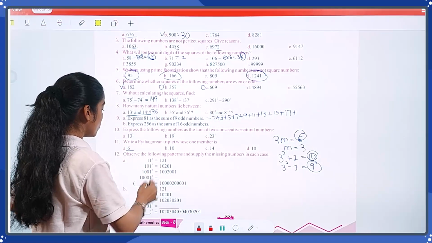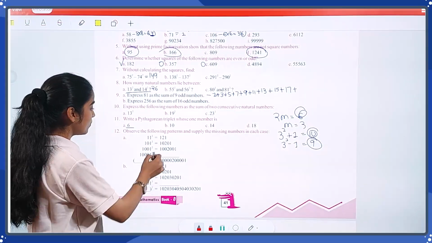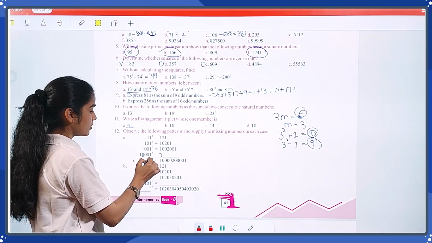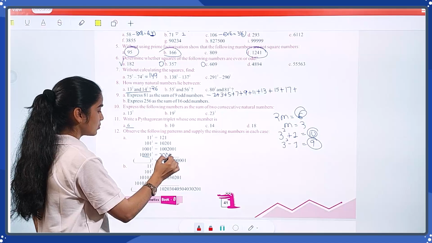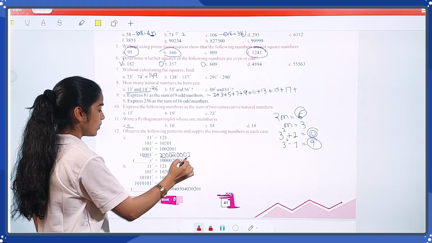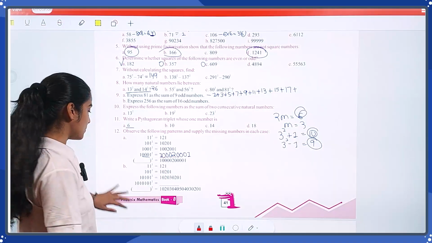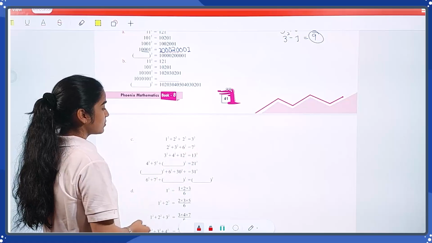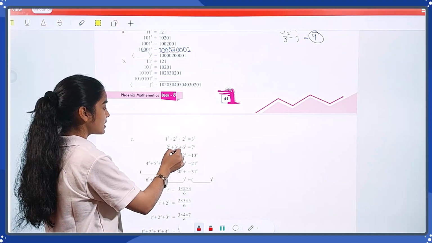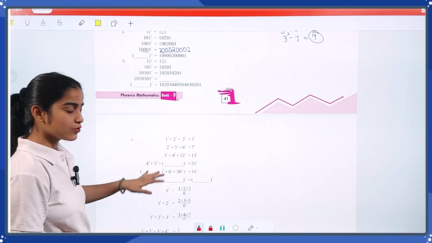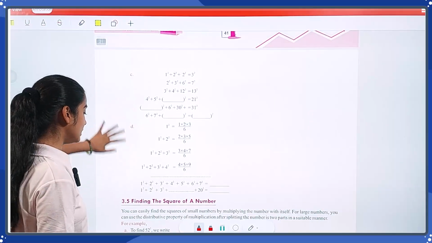Now 121, 10201, 1002001, and so on. How many zeros? 1, 2, 3, then 2, 1, 2, 3 and then 1. So in that way you have to complete it. 1 square plus 2 square plus 2 square is equal to 3 square. 2 square plus 3 square plus 6 square is equal to 7 square. So I already explained how you have to solve it. You can go through your examples and take it.